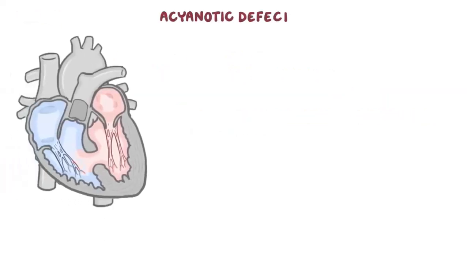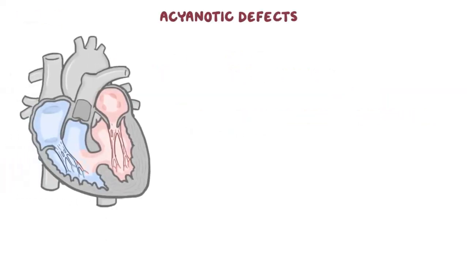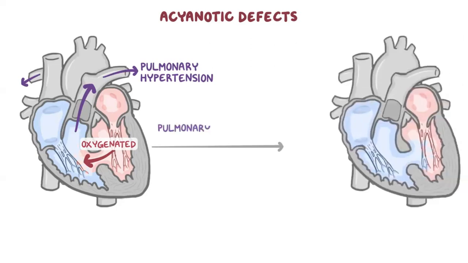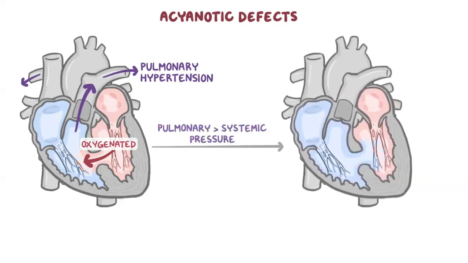In acyanotic defects, the high-pressured left-sided systemic blood gets shunted to the right-sided pulmonary circulation. Because this extra blood is already oxygenated, there's no issue of cyanosis. But it does increase the pulmonary flow, and that leads to pulmonary hypertension. In some cases, over a long period of time, the pulmonary hypertension gets so bad that the pulmonary pressure exceeds the systemic pressure, causing reversal of blood flow from the right to the left side of the heart. This reversal is called Eisenmenger syndrome, and at that point, the deoxygenated right-sided pulmonary blood gets shunted to the left-sided systemic circulation, leading to cyanosis.